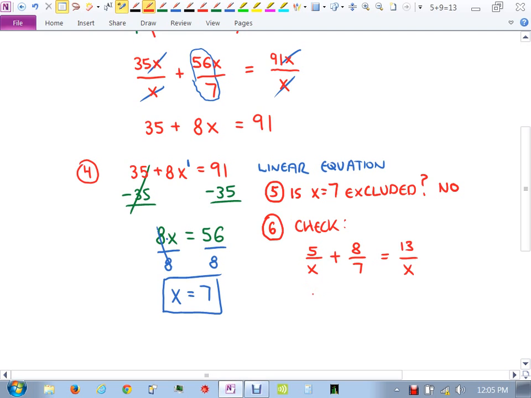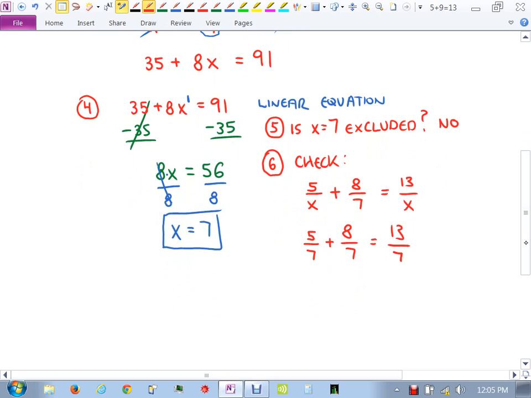Let's plug 7 into this, see what we get. 5 over 7 plus 8 over 7 equals 13 over 7. Is that true? How do you add the two fractions on the left side there? 5 over 7 plus 8 over 7. Just add the tops because they already have the same denominator. So 5 plus 8 is 13. 13 over 7 is 13 over 7. Yes, last time I checked, that works. So that's it. Okay?